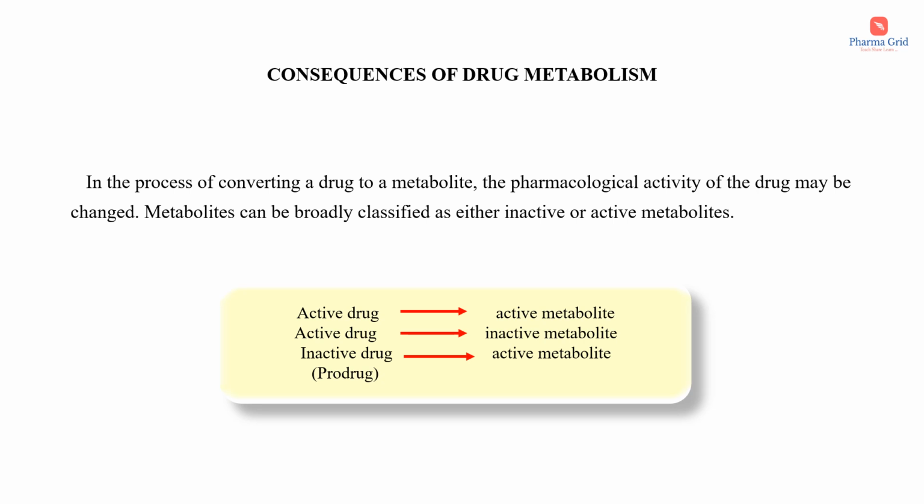Consequences of drug metabolism. As we have already discussed, the purpose of metabolism is to convert non-polar compounds to polar, water-soluble compounds. So in the process of converting a drug to a metabolite, the pharmacological activity of the drug may be changed. Metabolites can be broadly classified as either inactive or active metabolites. As a result of this metabolism, an active drug can be converted to an active metabolite or an inactive metabolite, or an inactive drug, which is known as a prodrug, can be converted to an active metabolite. So all the active metabolites can go to the site of action.